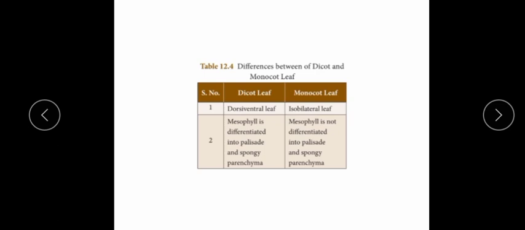The second point, the mesophyll is differentiated into palisade and spongy parenchyma. In the case of monocot leaf, mesophyll is not differentiated into palisade and spongy parenchyma. It is an important 2-mark question which you need to read. So as you go, please read and write all the differences that are being given for you so far. It will be of use for you while you go on learning in your future. Is that clear for you all children? Okay, thank you children.